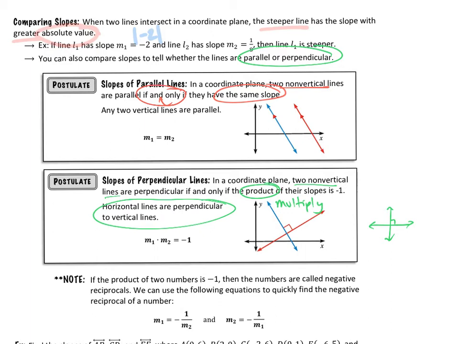Just a little side note here: if when I multiply two numbers together I get -1, the numbers that I multiplied together are called negative reciprocals. So in that case, m1 would be the reciprocal of m2 but with a negative sign. If m2 was positive to start with, now m1 will be negative. And if m2 was negative to start with, then a negative times a negative would make m1 positive. And with that same relationship, if I solve for the other variable, m2 is also the negative reciprocal of m1.